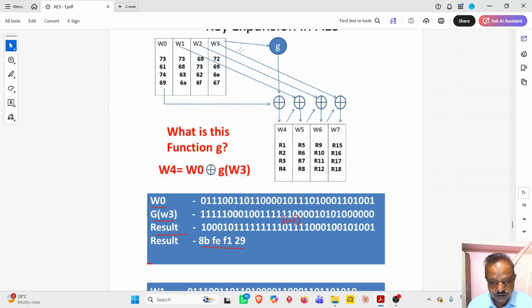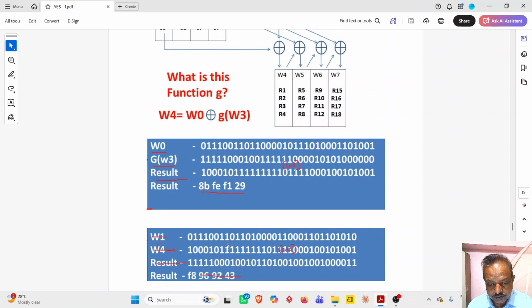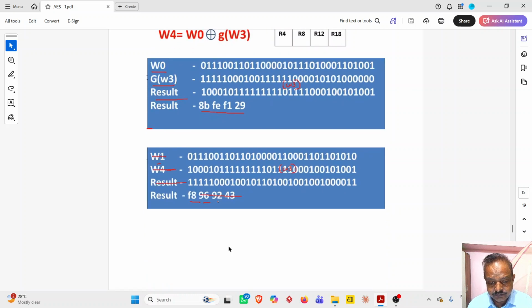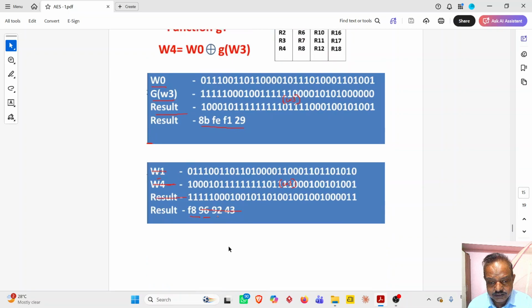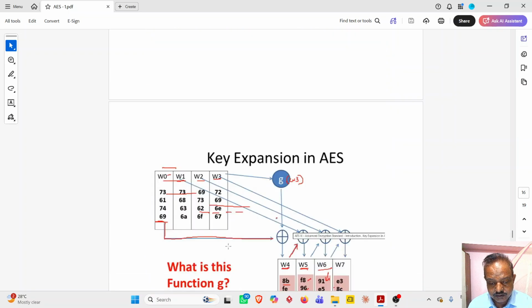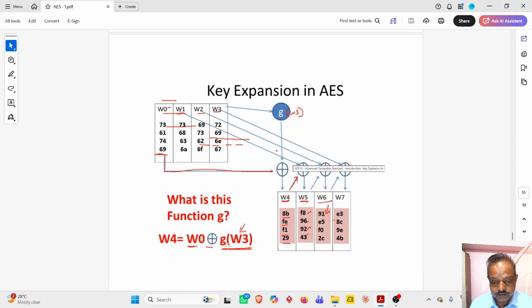And G of W3, we got something, because this W3, after going through all these operations, we got a result. So what is the result? Because we have gone for the exclusive OR, we get all the things. If both are different, it is 1. If both are the same, it is 0. This result we got. Then every 4 bits converted to hexadecimal number is 8B, FE, F1, 29. So it happens here. Okay. So this you have to go for the different things. And finally, we are talking about the key expansion. Okay.